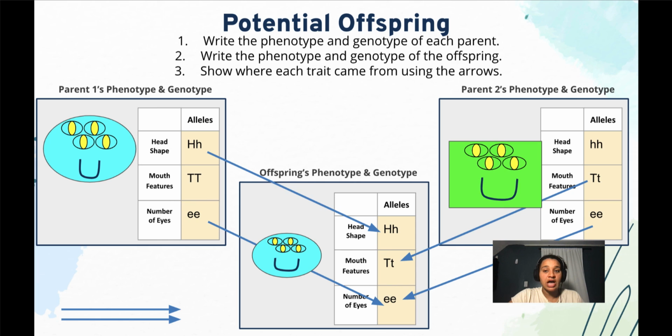Your final slide should look similar to mine. Your monsters may be different and the alleles may be different, but you should have 3 pictures of monsters, 3 sets of genotypes, and arrows indicating where you got each of the traits from. If you have any questions, feel free to reach out to your teacher.